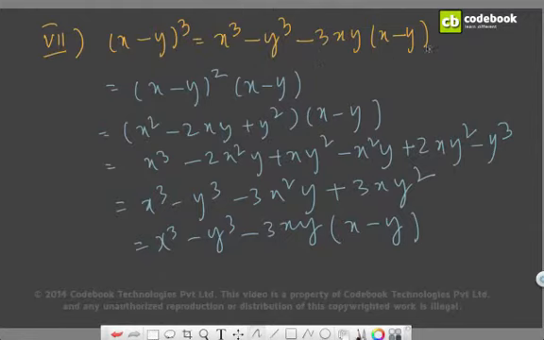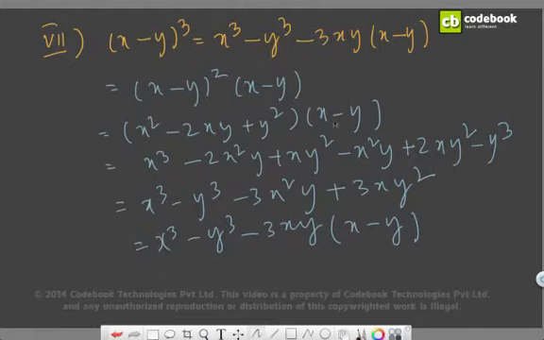Next identity we learn is (x minus y) whole cube is equal to x cube minus y cube minus 3xy times (x minus y). And we prove this exactly similar to the one which we have learned before. So expressing the left hand side as (x minus y) whole square times (x minus y). (x minus y) whole square, as we know, is in the form of (a minus b) whole square, is x square minus 2xy plus y square. Multiply that with (x minus y).